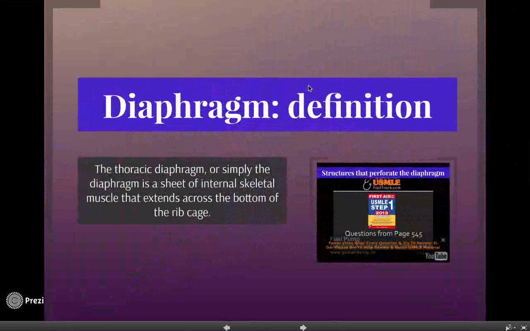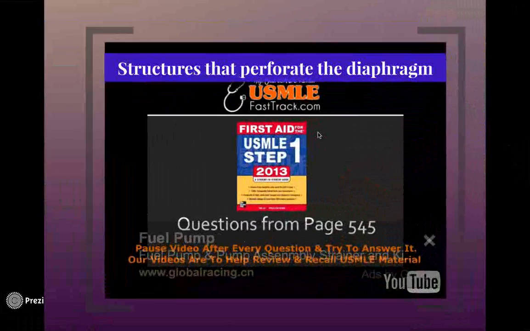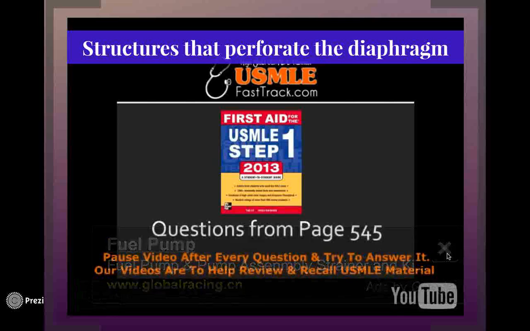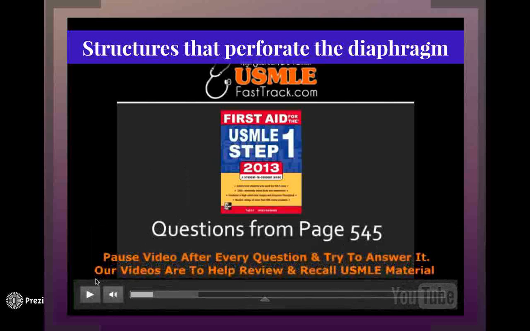We are gonna start with the definition. As we know, there are two different types of diaphragm, the thoracic diaphragm and the one located in the pelvis. The thoracic diaphragm, or simply the diaphragm, is a sheet of internal skeletal muscle that extends across the bottom of the rib cage. Here we're gonna watch a little bit about the structures that perforate the diaphragm.